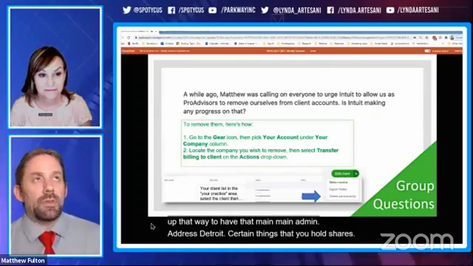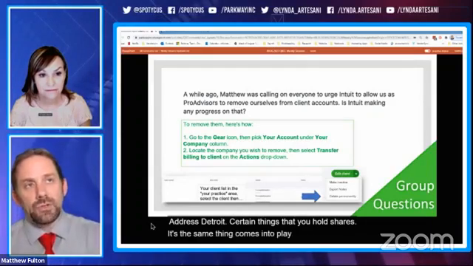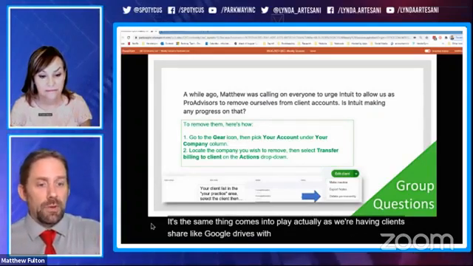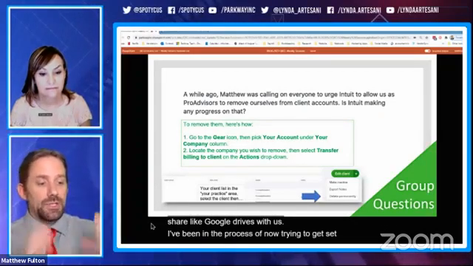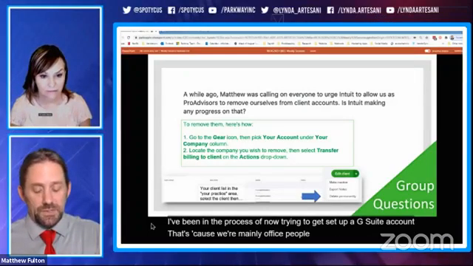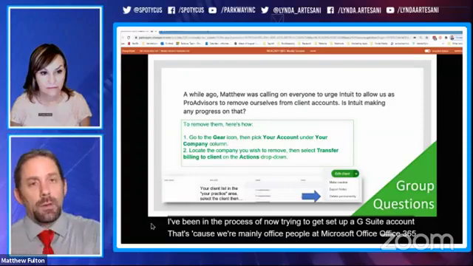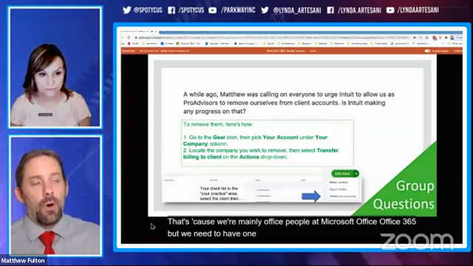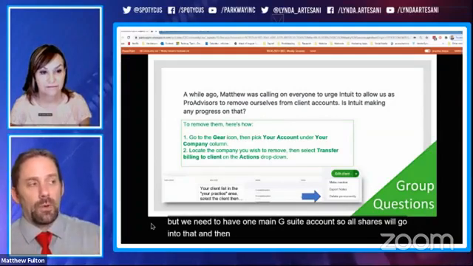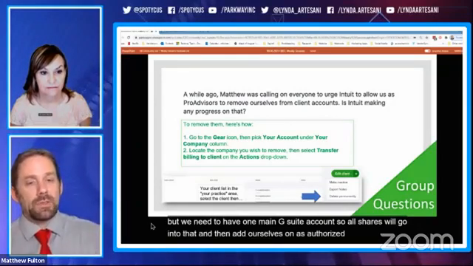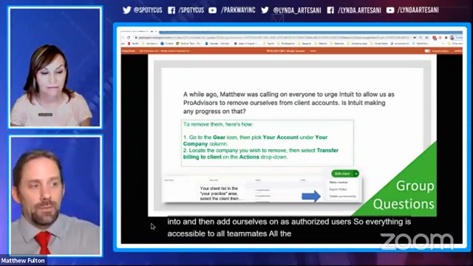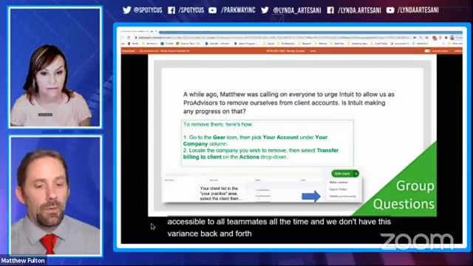The same thing comes into play as we're having clients share Google Drives with us. I've been in the process of trying to set up a G Suite account, because we're mainly Office people, Microsoft Office 365, but we need one main G Suite account. All shares will go into that and then we add ourselves on as authorized users, so everything is accessible to all teammates all the time and we don't have this back and forth of, hey, do you have this? Do I have that?